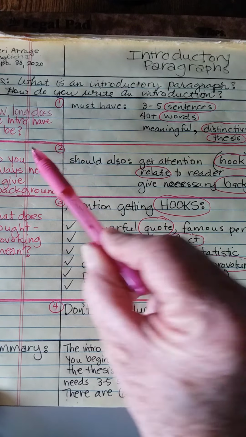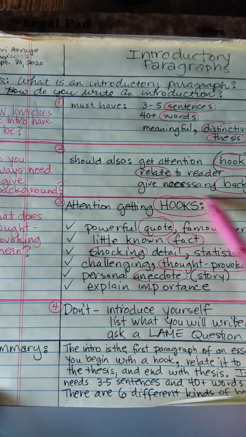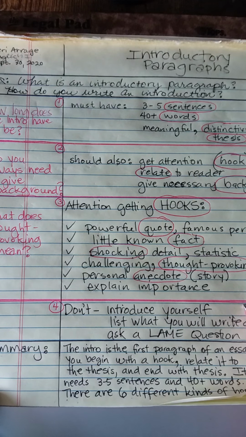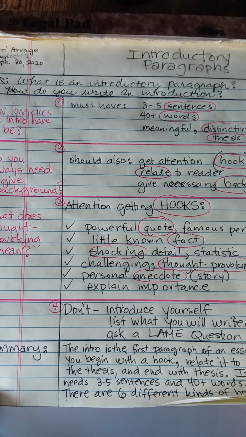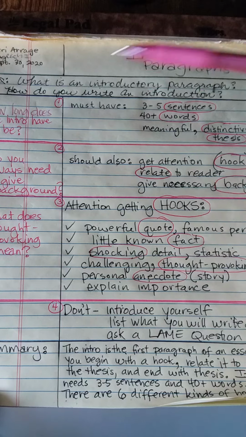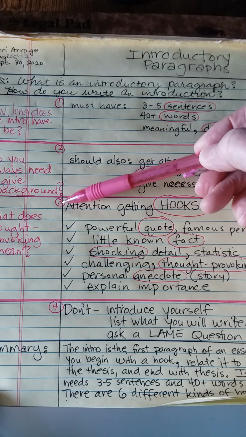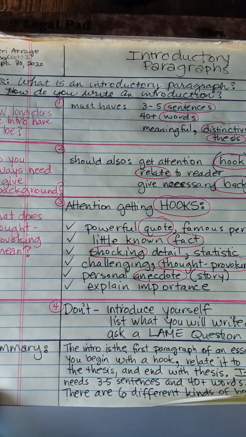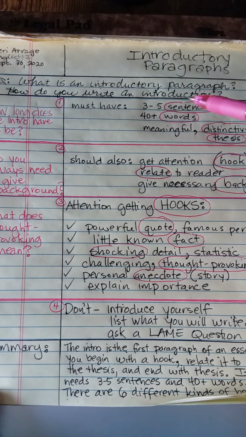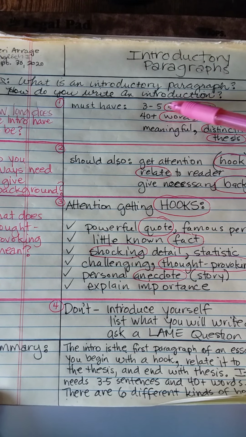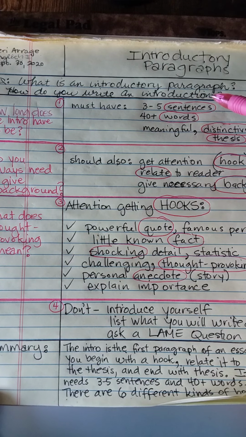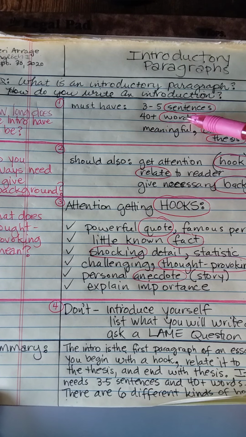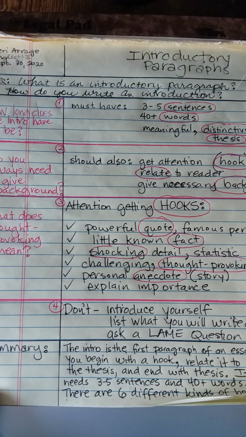Step 1 is to draw my dividing lines between chunks. This is why I tell you guys to skip lines between new ideas. Then I number my chunks. I go back and I circle keywords. So when you're talking about how long a paragraph must be, you need to circle the word sentences. You have to know what that is. You have to know what words are. And you need to know what a distinctive thesis is.